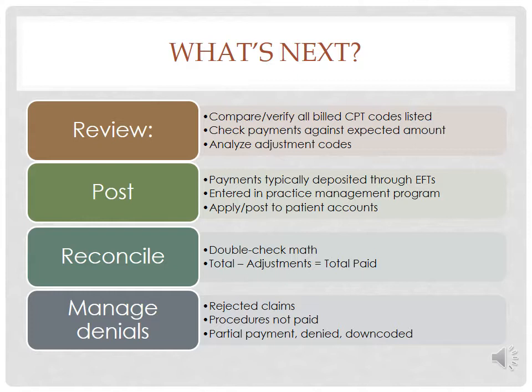The medical insurance specialist also takes time to reconcile and double check the math, make sure that all the calculations are correct, and then they have to manage any denials. So if things were rejected or procedures weren't paid or things were downcoded, they need to look at those and decide why, and whether it is worth trying to go back and rebill or ask for some kind of an adjustment with those codes.